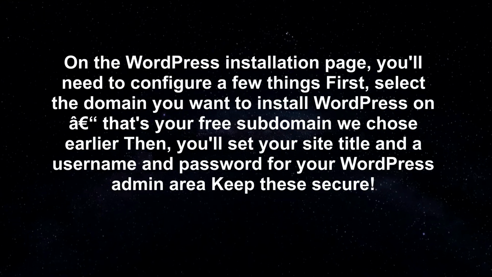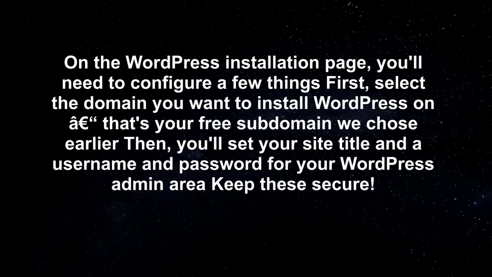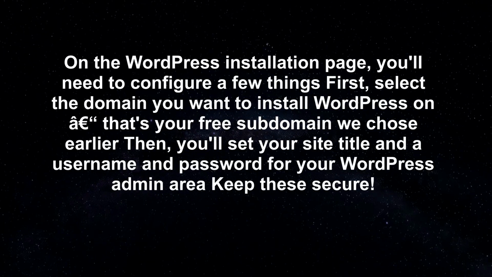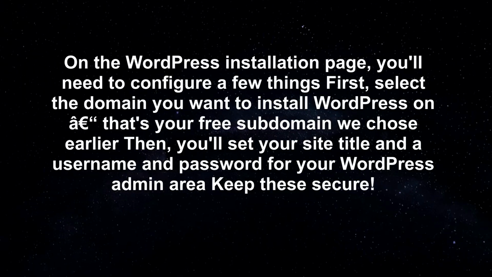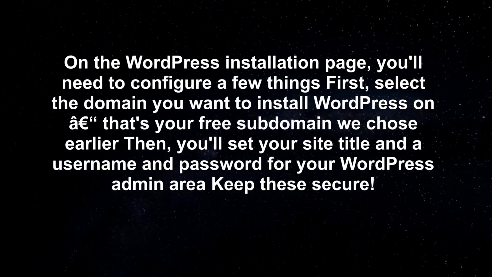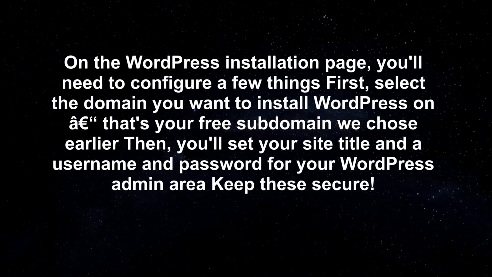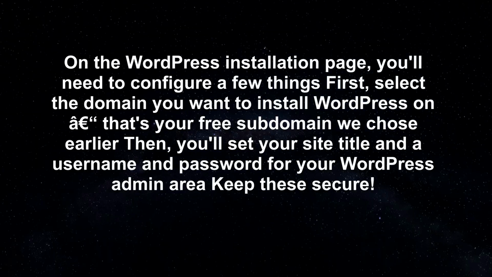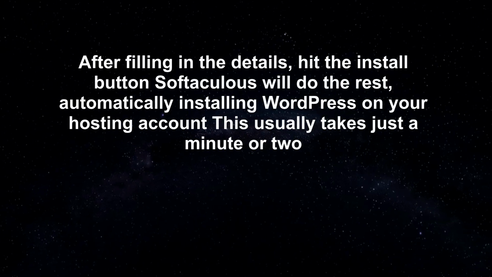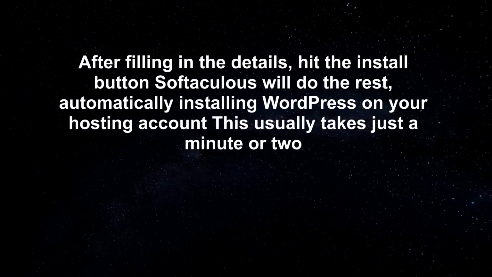On the WordPress installation page, you'll need to configure a few things first. Select the domain you want to install WordPress on. Here, that's your free subdomain we chose earlier. Then, you'll set your site title and a username and password for your WordPress admin area. Keep these secure. After filling in the details, hit the install button.